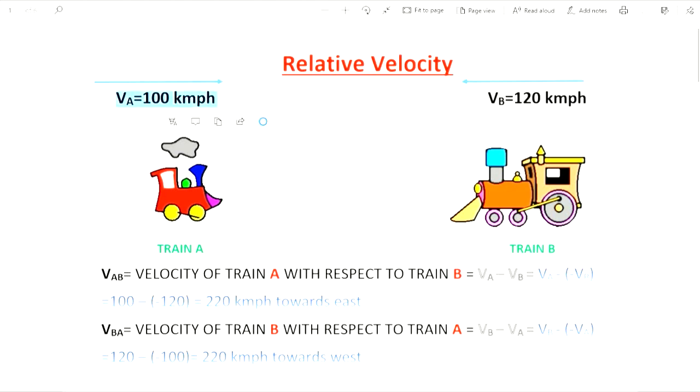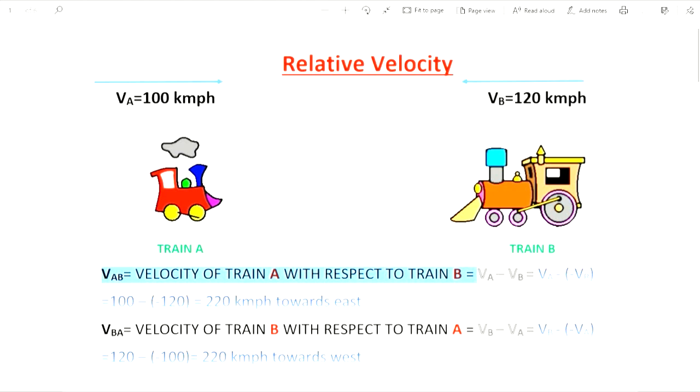Train A's speed is 100 km per hour and the speed of train B is 120 km per hour. Now we want to calculate the relative velocity of train A with respect to train B. This is called VAB. Now VAB is the velocity of train A with respect to train B. It is a vector quantity. Velocity is always a vector quantity, hence the relative velocity is also a vector quantity.